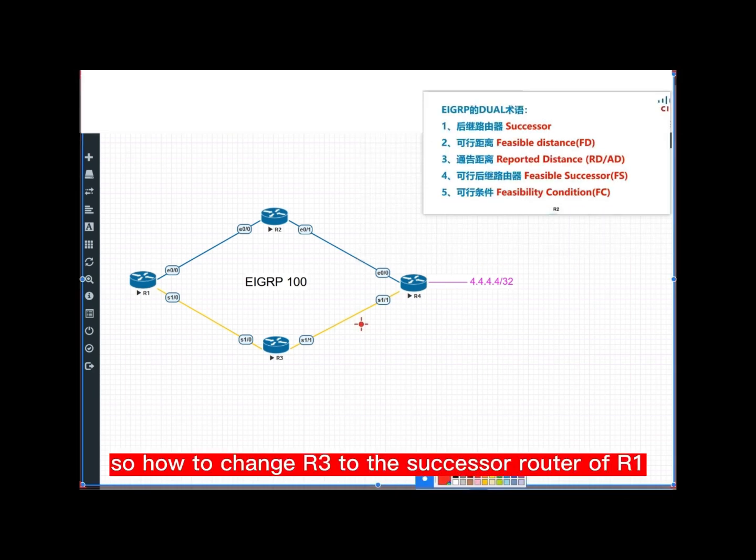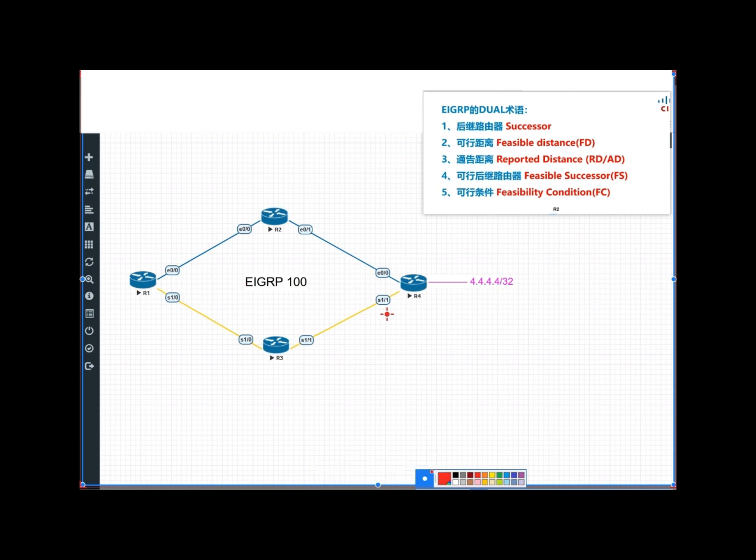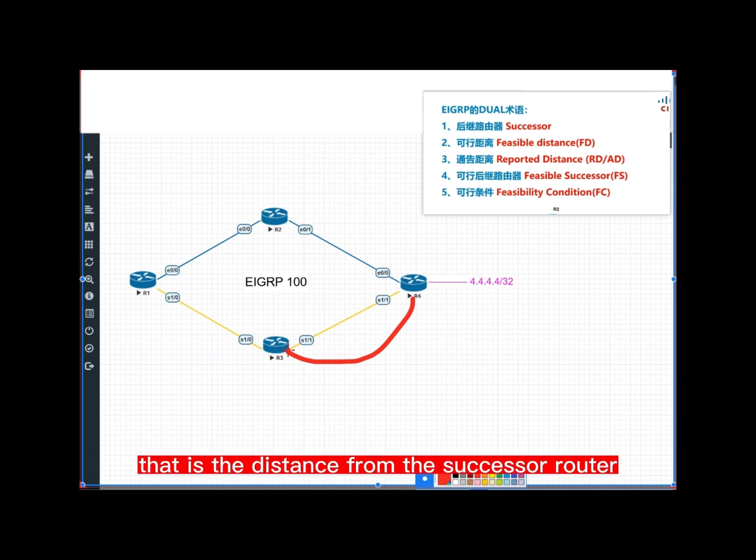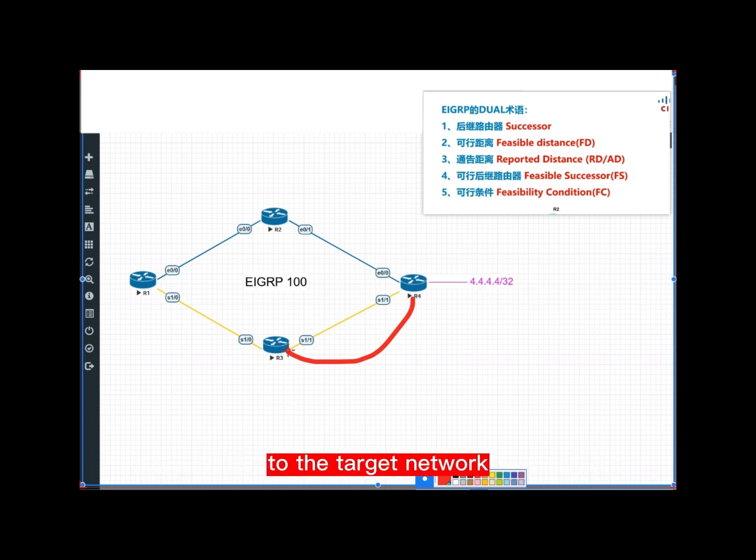So how to change R3 to the successor router of R1? What we're talking about is the AD of the backup line. That actually. Now this is a backup line. This is its AD. Remember the concept of AD? Advertised distance. That is the distance from the successor router to the target network.